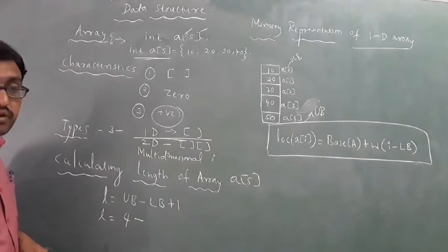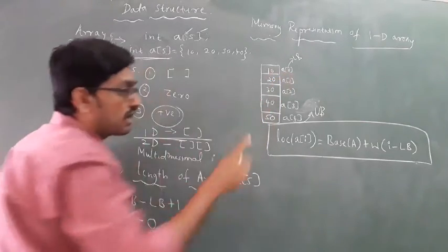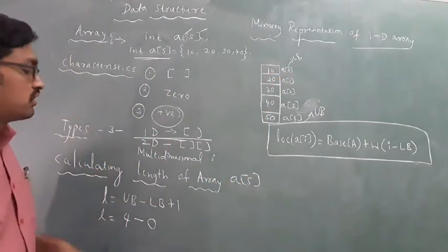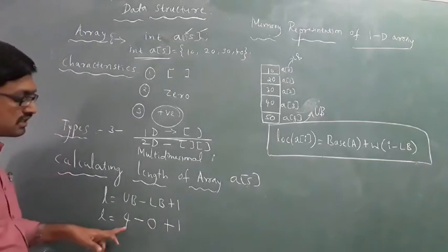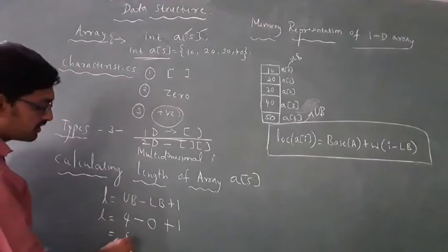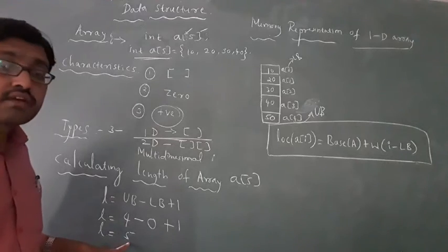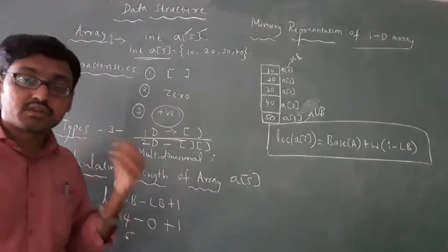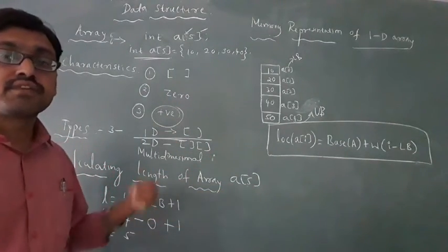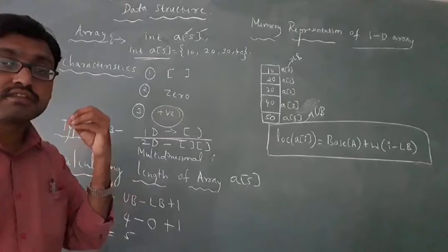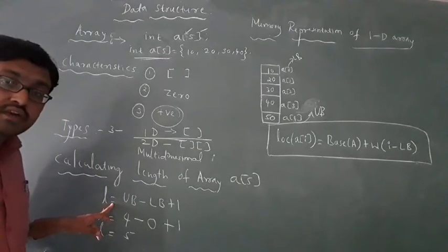Lower bound is always 0. The array will start with 0. That's why if you take lower bound plus 1, the answer is 4 plus 1, nothing but 5. Now the length of the array is 5. You will know the answer: always if A of 6 is given, the length of the array is 6, and if A of 7 is given, the array length is 7. But you have to write a formula.